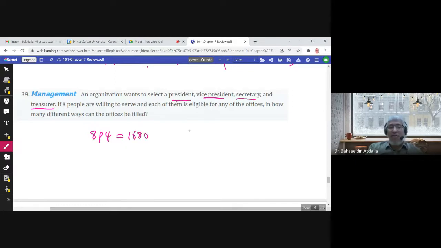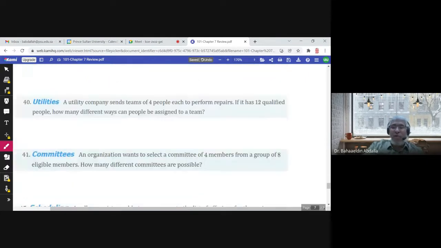Or you can think of it like this. Choose the president first. How many choices are there? We have 8 people. Choose the vice president. Now we have 7 people, then 6, then 5, and it will give you the same answer using the MN rule or the product rule principle.